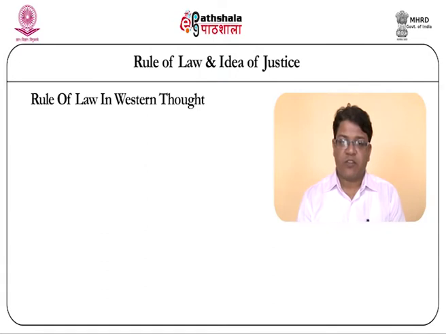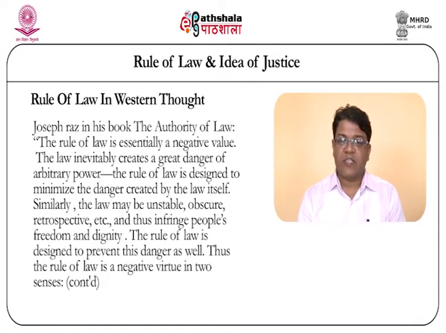Similarly, some of the most recent thinking on the rule of law came from Joseph Raz in his book, The Authority of Law. Let us quote what he says. He says that the rule of law is essentially a negative value. The law inevitably creates a greater danger of arbitrary power. The rule of law is designed to minimize the danger created by the law itself.